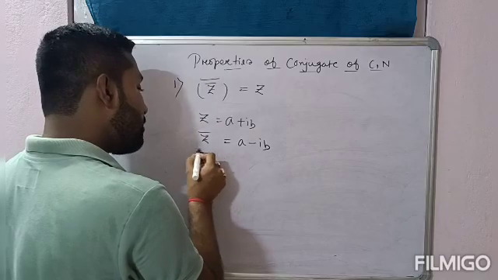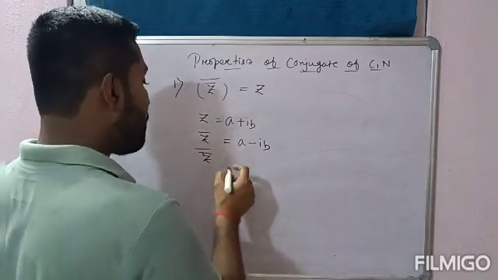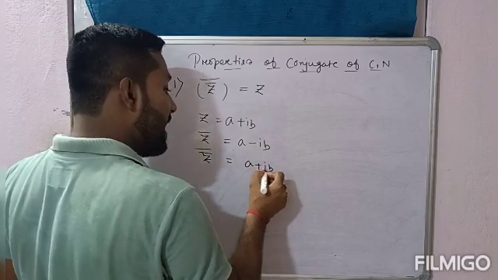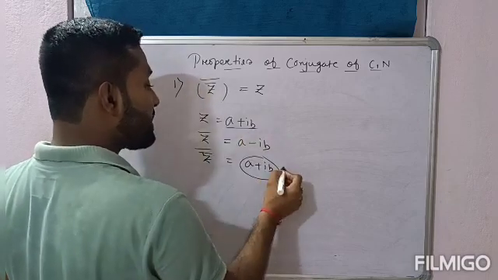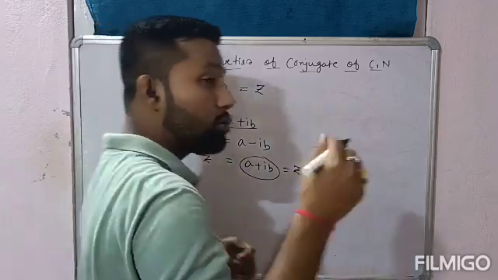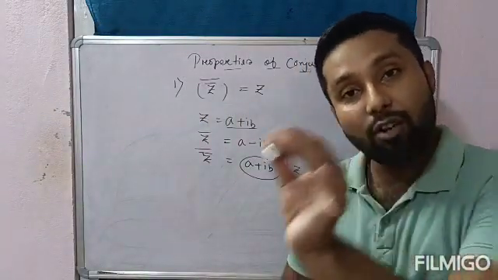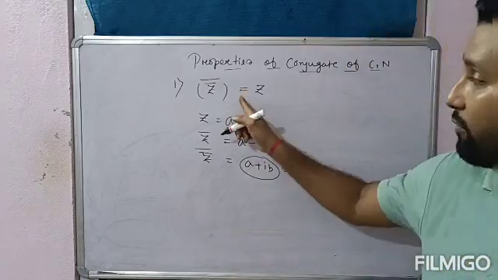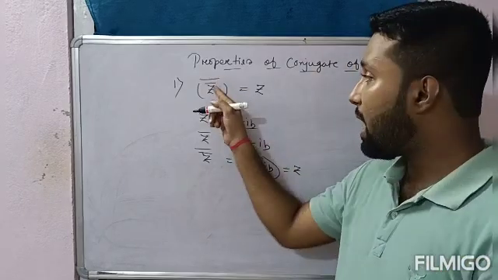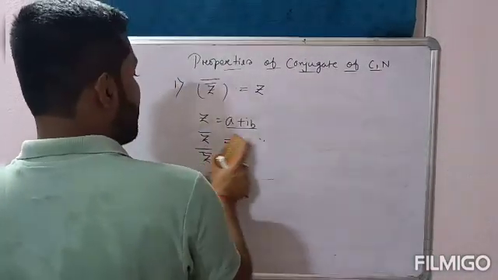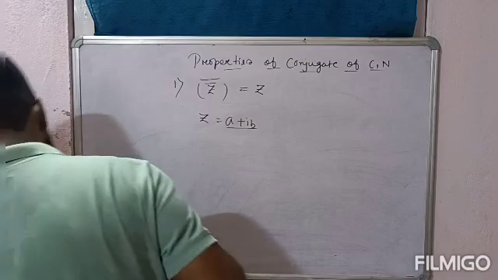Again इसका बार निकालूंगा, again इसका conjugate निकालूंगा, तो क्या होगा? a minus ib whole bar means a plus ib again. And this a plus ib is the value of z only. Yes. The conjugate of any complex number is equal to the given complex number only. This is the first property. Z bar whole bar is equal to Z. All right. So property number 2 next.